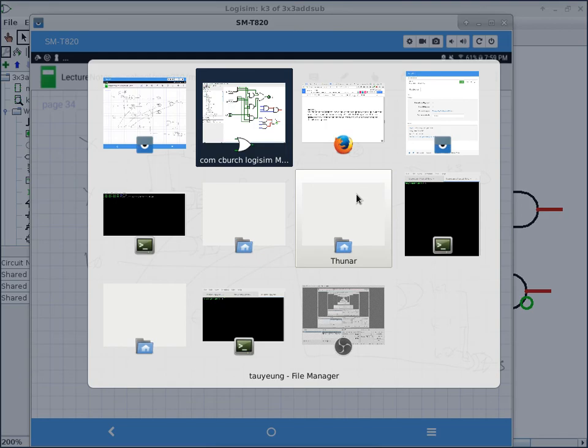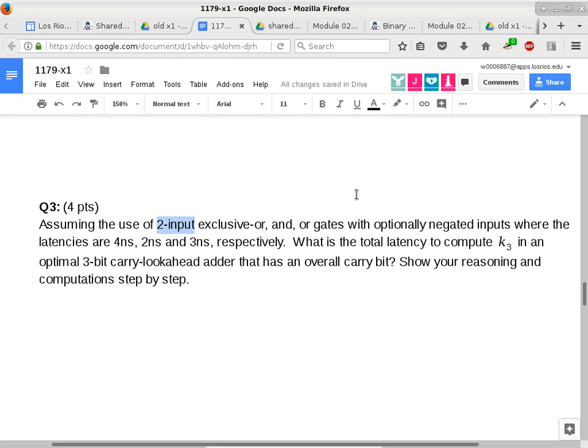The question is, what is the question asking? Because I cannot remember. So better read the question again. What is the total latency to compute K3? So that is the correct answer.